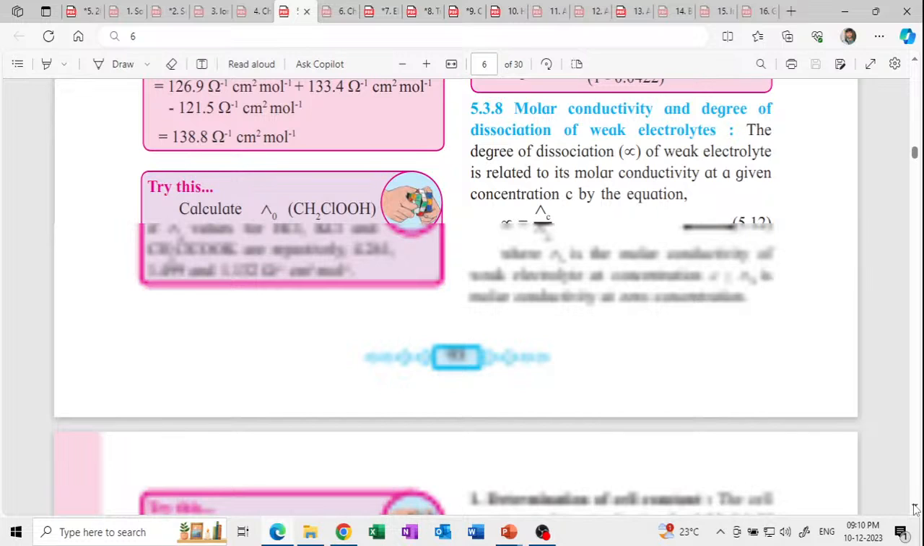Derive the integrated rate law for a zero order reaction. This is a question from chemical kinetics. Chemical kinetics, integrated rate law for zero order reaction.